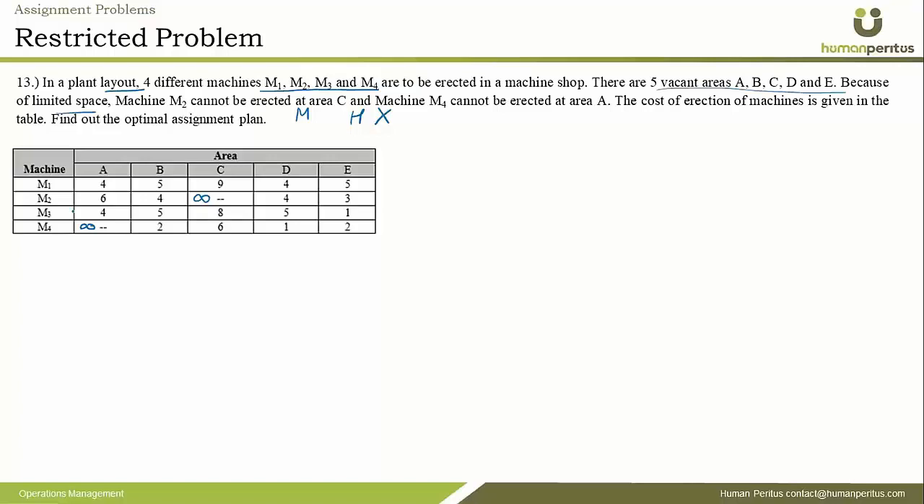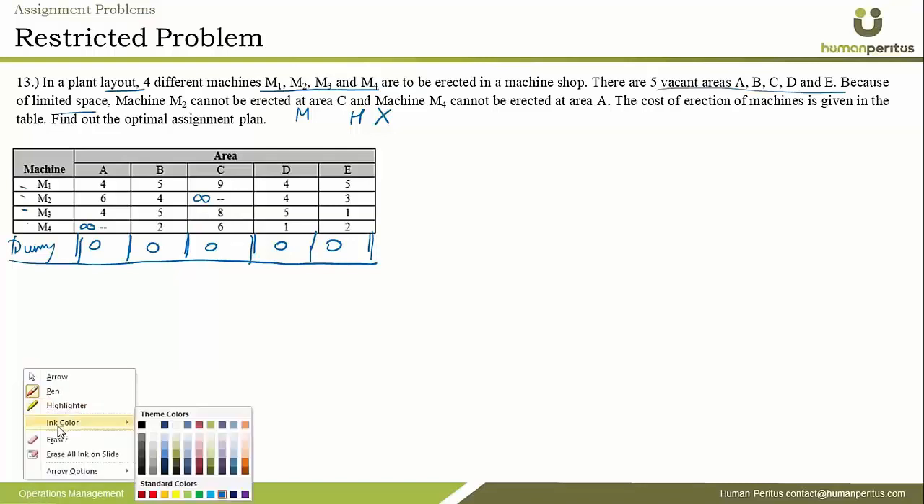Now again, this question has one more twist. We can see that there are only 4 machines and there are 5 areas where machines need to be erected. So we can assign a dummy machine with a cost of 0 to each of these areas, and we can straight away solve this question. This is a good question because it has 2 variations. We have to first use infinity and then the dummy. So how can we solve these questions? Let us find out, because we will use the same procedure. No worries.